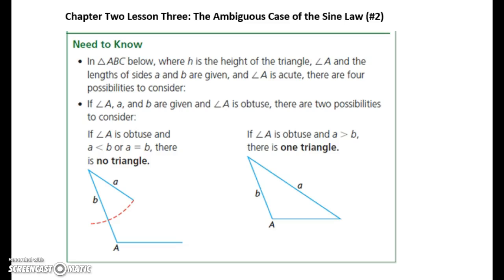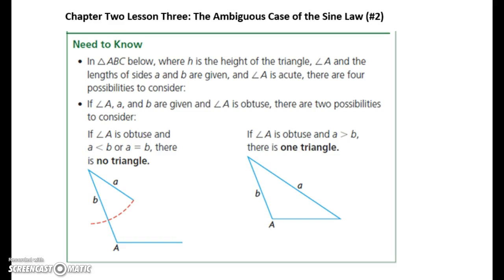In this lesson, we're going to be looking at the second part of the ambiguous case of the Sine Law. This one here is all about obtuse angles. So just to recap, remember the word ambiguous means unclear. So we're looking at the unclear case of the Sine Law.